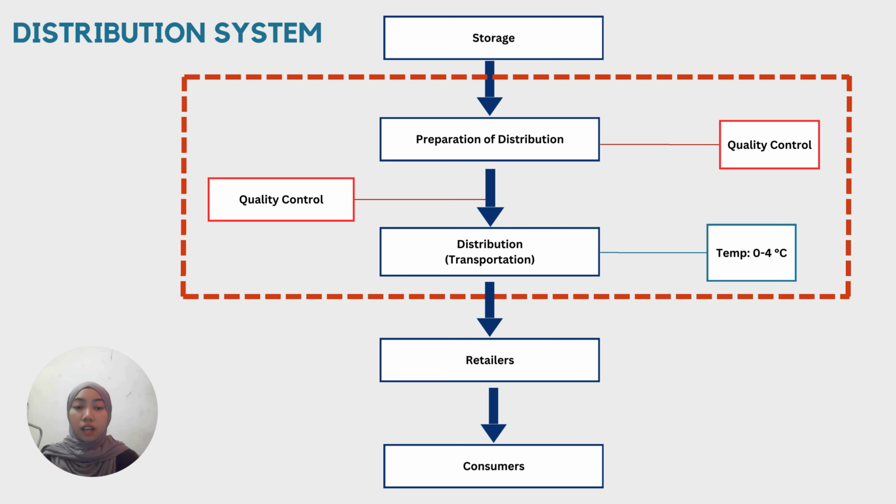Transport vehicle, a control check is performed when loading the products onto the transport. All products must be placed on pallets to avoid direct contact with the floor of the transport vehicle. And then, once the nasi lemak products pass quality control check, the next step involves loading them onto transport vehicles.